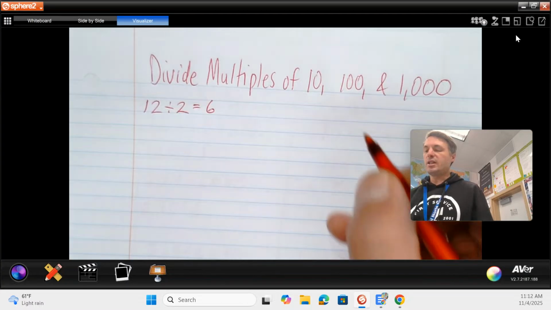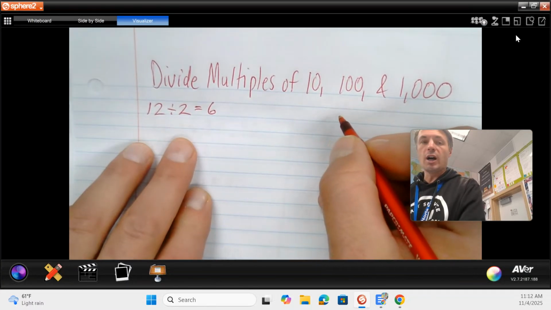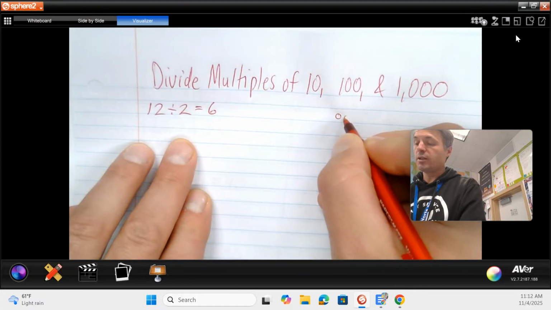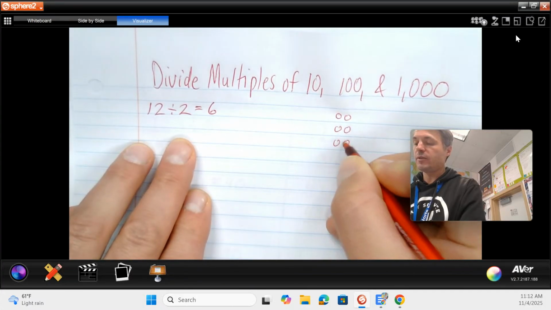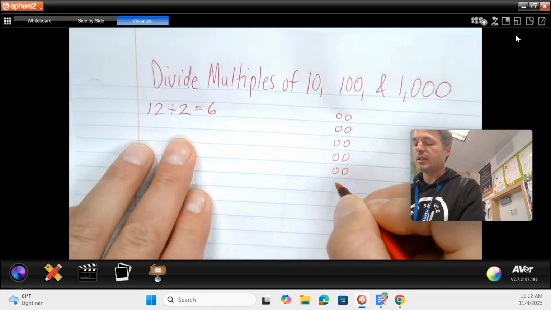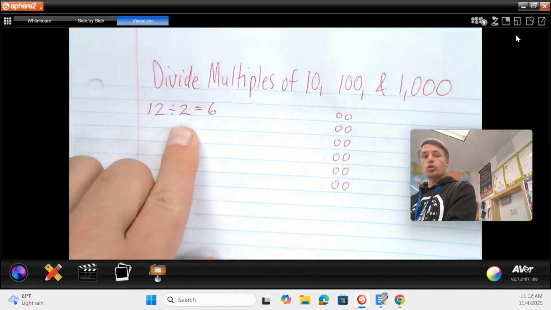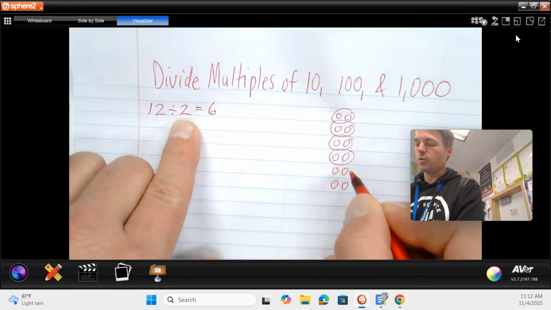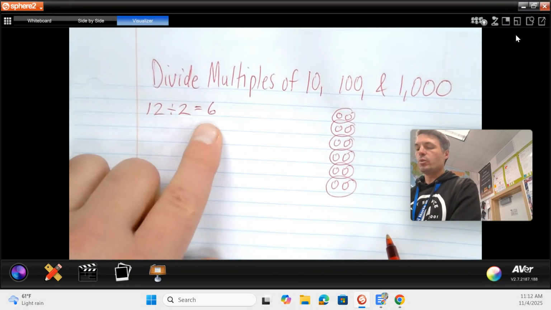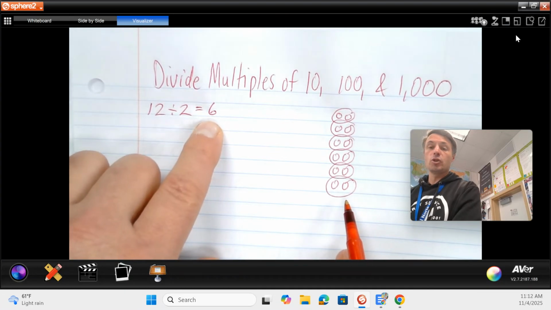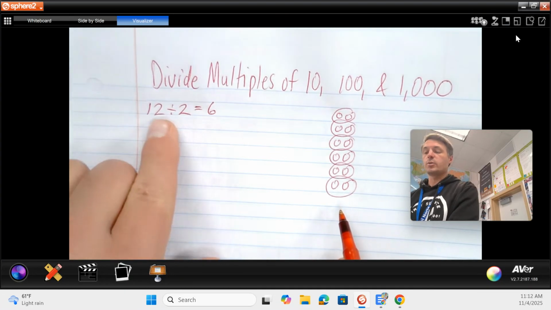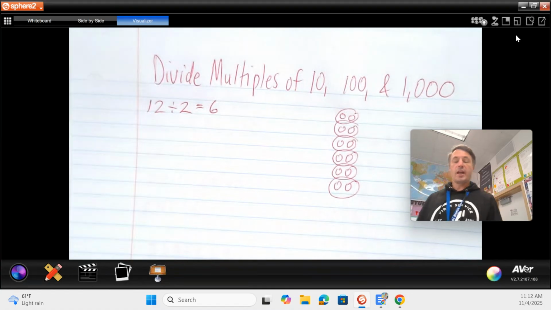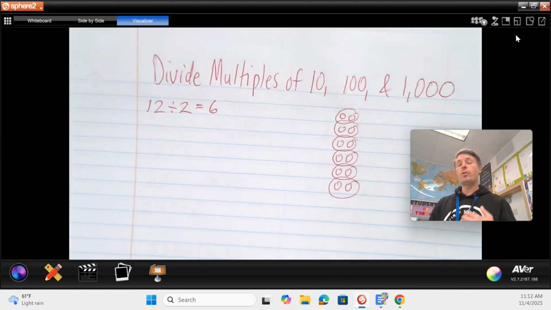And we can also see that if we draw 12 cookies, 1, 2, 3, 4, 5, 6, 7, 8, 9, 10, 11, 12, and we circle groups of 2, 1, 2, 3, 4, 5, 6, we get 6 groups of 2 cookies within 12. That's why 12 divided by 2 equals 6. And again, that's the reverse of the multiplication problem, 2 times 6 equals 12.